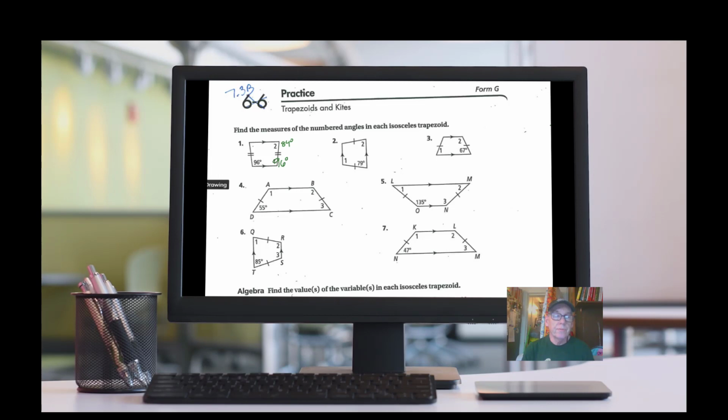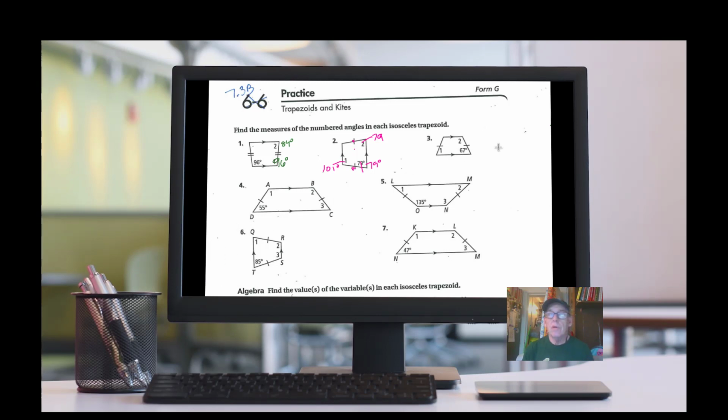So look at number 2. Here, this trapezoid's kind of turned on its side. Here's the congruent leg, here's the congruent leg. That makes 2 the base angle, and this angle here is the base angle. So we got 79s. Again, parallel lines cut by a transversal. Same side interior angles are supplementary. 180 take away 79 is going to be 101. So angle 1 is 101 degrees. Angle 2 is 79 degrees.